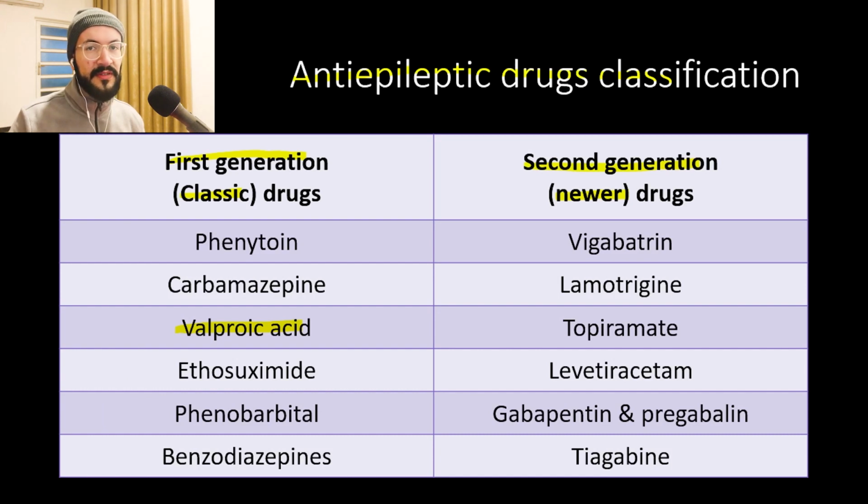Other examples of the first generation anti-epileptics include phenytoin, carbamazepine, ethosuximide, phenobarbital, and the benzodiazepines. Examples of the second generation include vigabatrin, lamotrigine, topiramate, levetiracetam, gabapentin and pregabalin, and tiagabine.